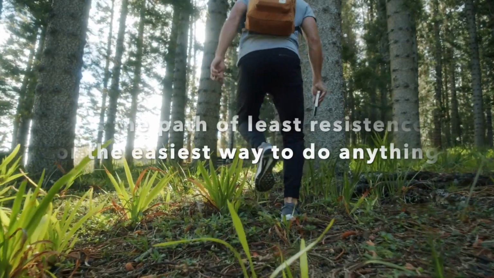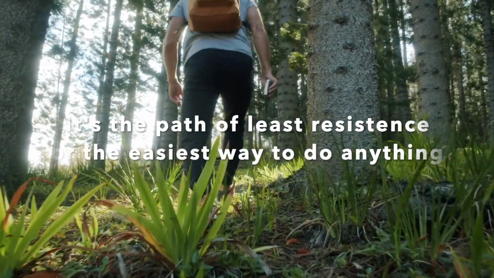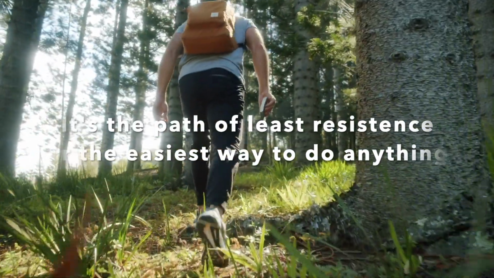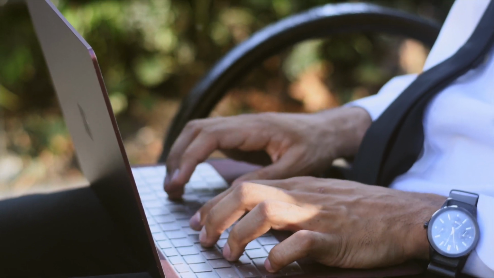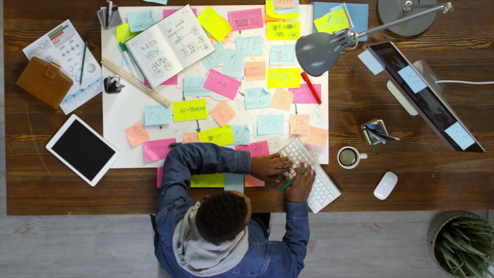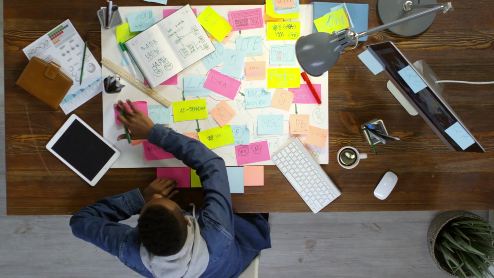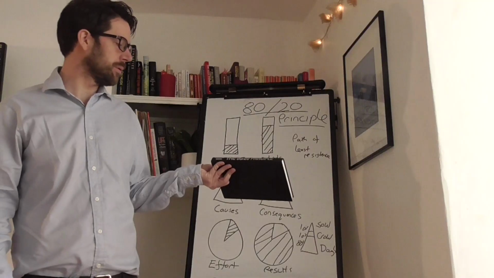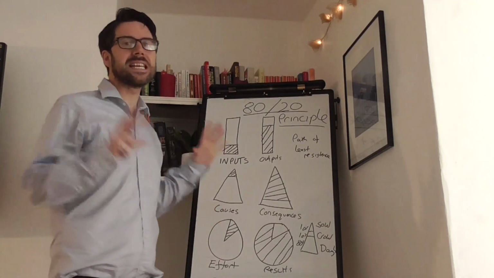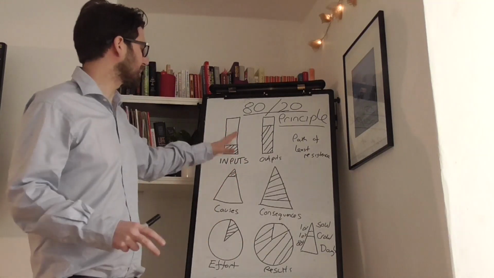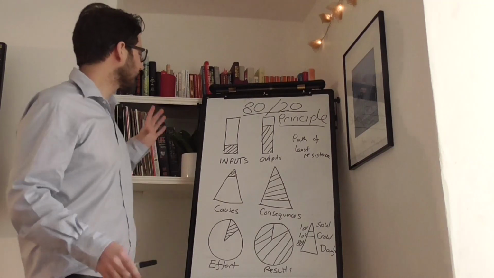The first time I heard about the 80-20 principle was when I read The 4-Hour Workweek by Tim Ferriss. It's a great book, highly recommend it. And I was like, wow, that's really interesting. Then I bought a book called The 80-20 Principle by Richard Koch, and that's a great book as well. It goes even more into detail, and this is where I've taken these diagrams from. So let's get right into it.